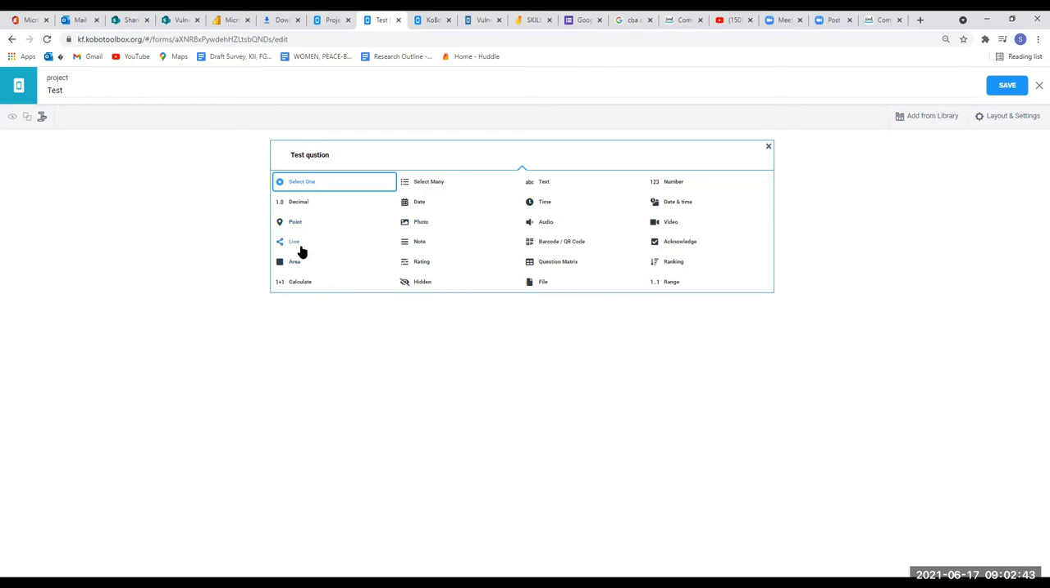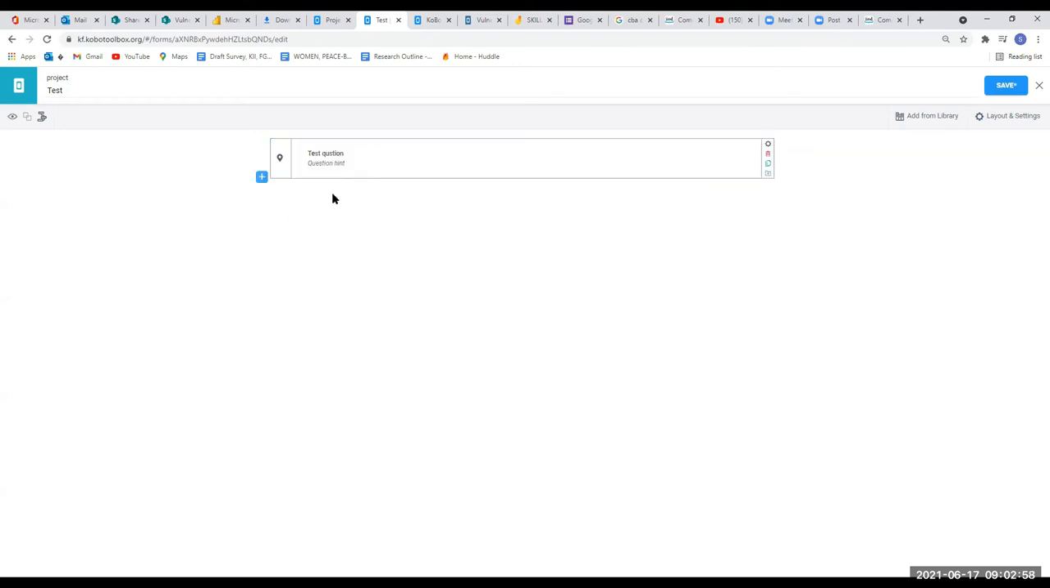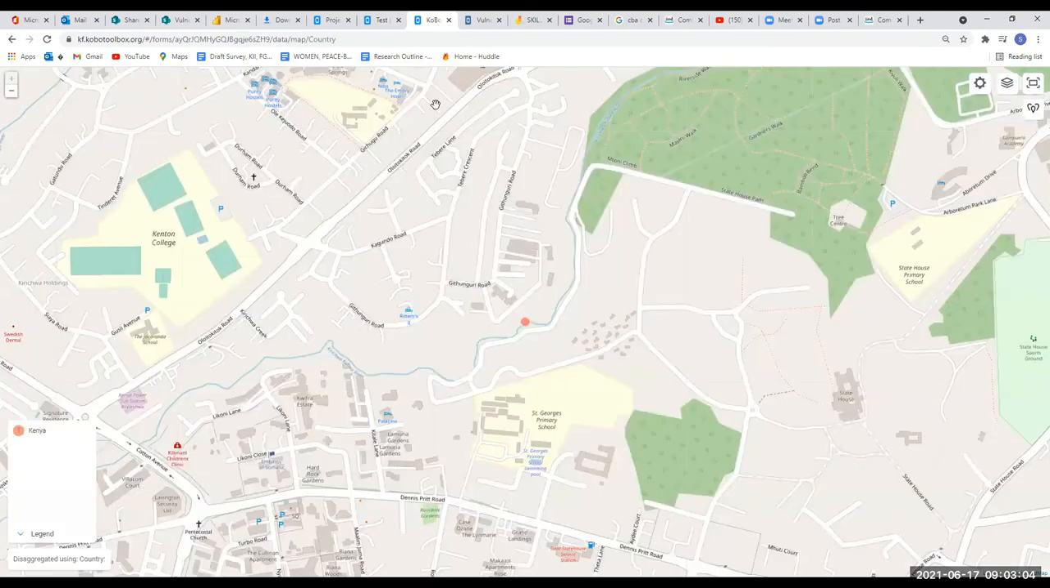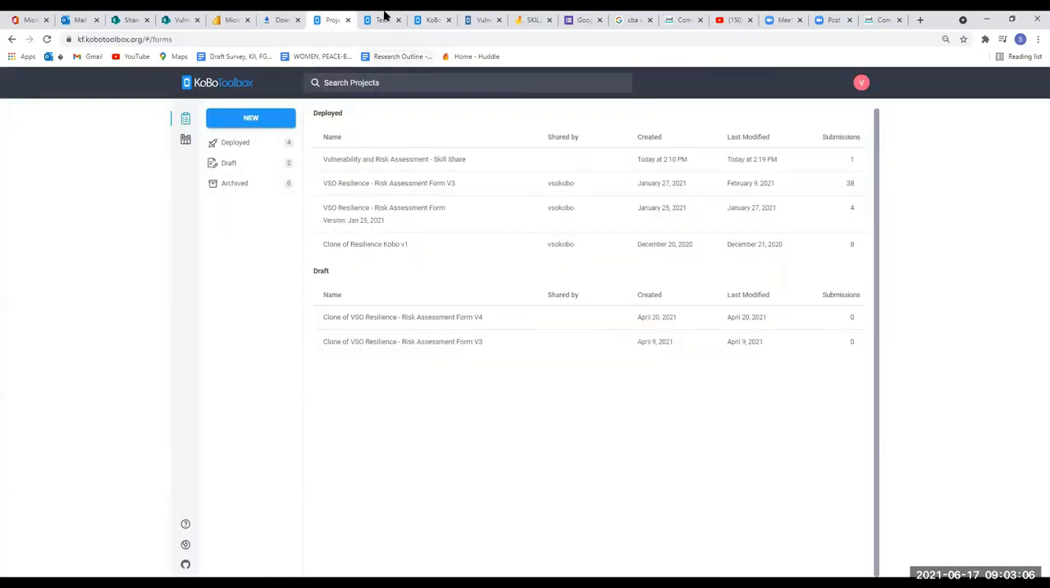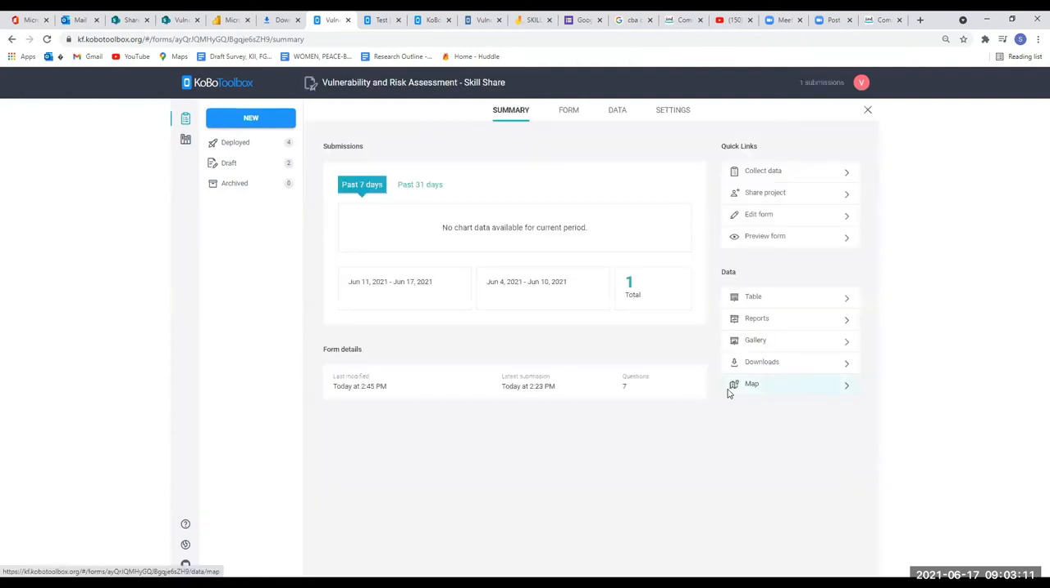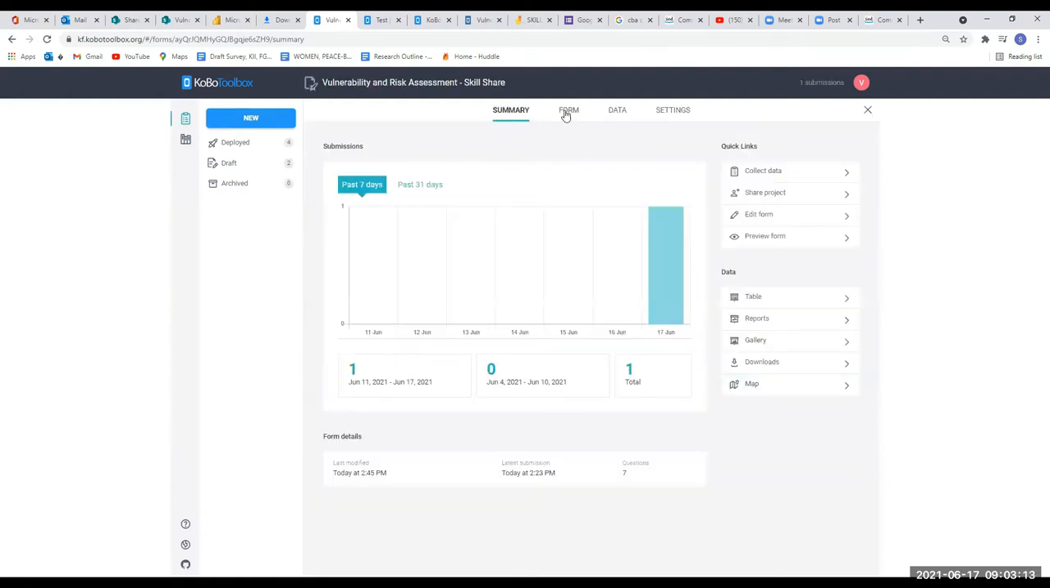For location, there is this line. The line traces the route where the enumerator passes through. So let's use this one. For point, this is just for tagging the locations. I'll show you how it looks like. So let's go here. For example, that one.